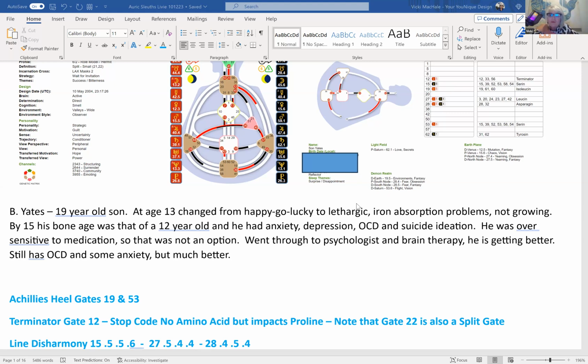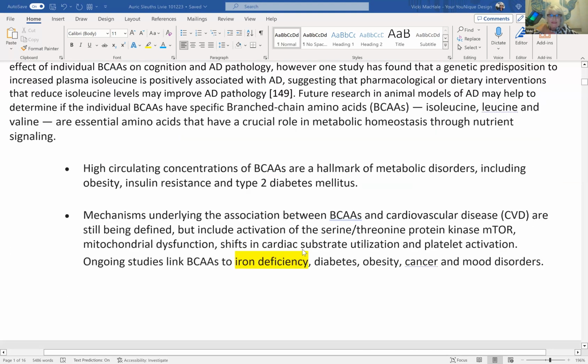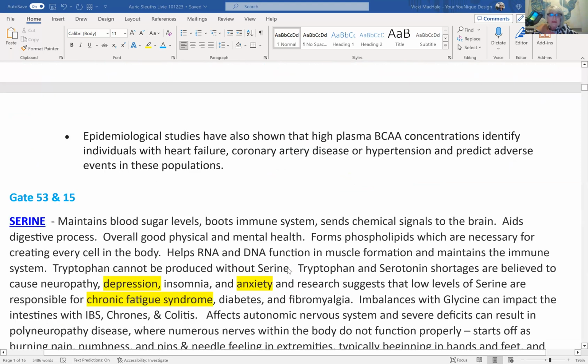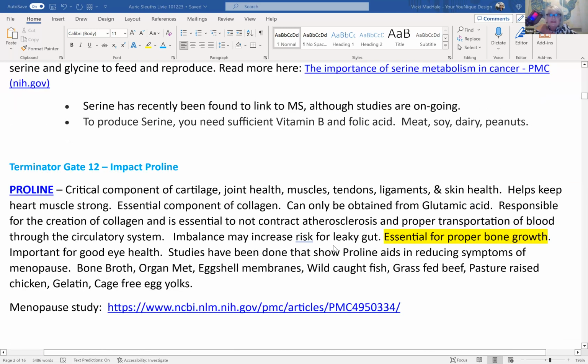So now I want to go through and show you just very quickly, and we're not going to go completely through the amino acid, but you talked about anxiety, depression, OCD, suicide ideation, and the iron. And I want to show you where that shows up in the amino acids. So with the gate 19 isoleucine, that's iron deficiency. The gate 53 and 15 are both serine. That's depression, anxiety, chronic fatigue syndrome, and brain disorders. So that could be where the OCD comes in.